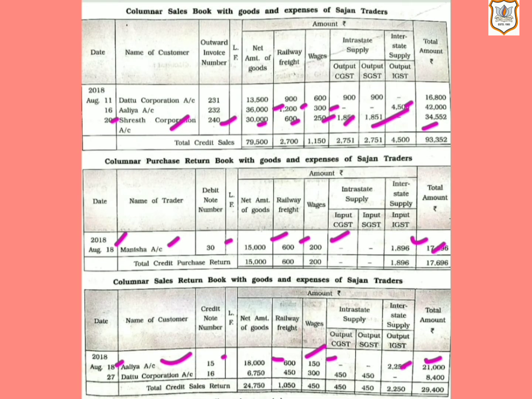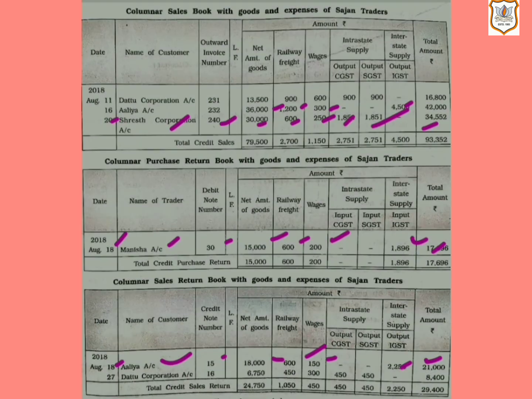Next transaction, date 25th. Furniture of rupees 18,000 purchased from Gandhi Furniture Mart, invoice number 180. This is credit purchase of assets. So it will not be recorded here. It will be recorded in journal proper that you will be learning in subsequent chapter. Then next transaction, date 27th.